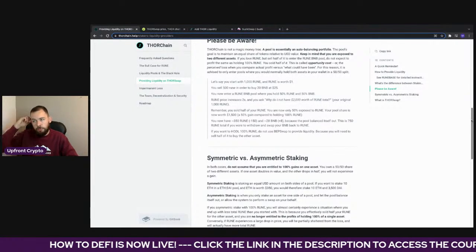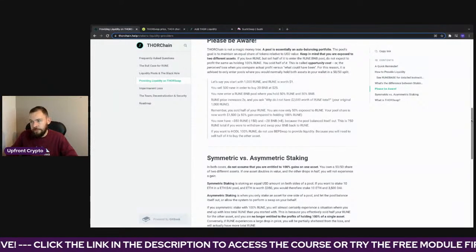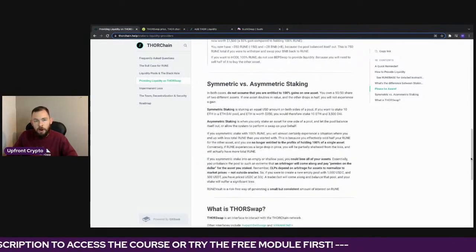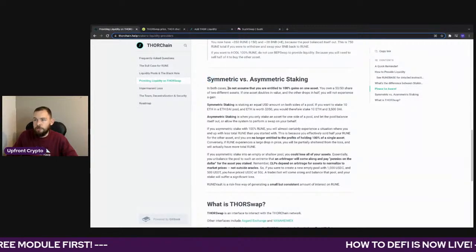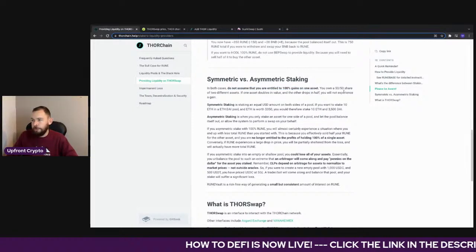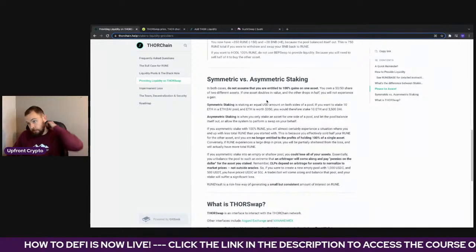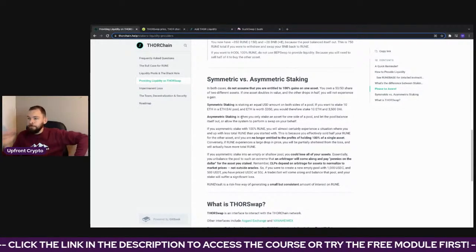If you want to hodl 100% RUNE, do not use BEPSwap to provide liquidity. This is because you need to sell half to buy the other asset. Now, this is what I did. So, symmetric versus asymmetric staking. In both cases, do not assume that you're entitled to 100% gains on one asset. You want a 50-50% share of two different assets. If one asset doubles in value and the other asset drops in half, you'll not experience a gain.